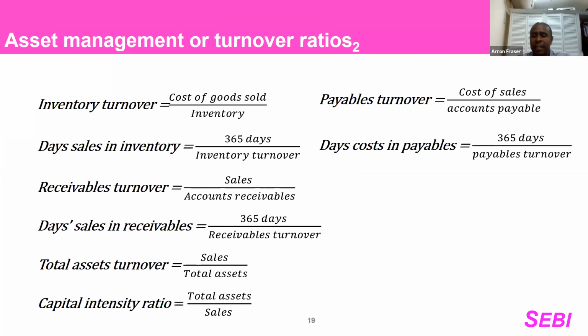Then similarly, there's the payables turnover, which is cost of sales upon accounts payable. So generally, what do you want this figure to be? How many times do you want to turn over payables in a year? Lots of times or a few times? Any takers? Payables turnover now. So there's a case of where you're owing people.